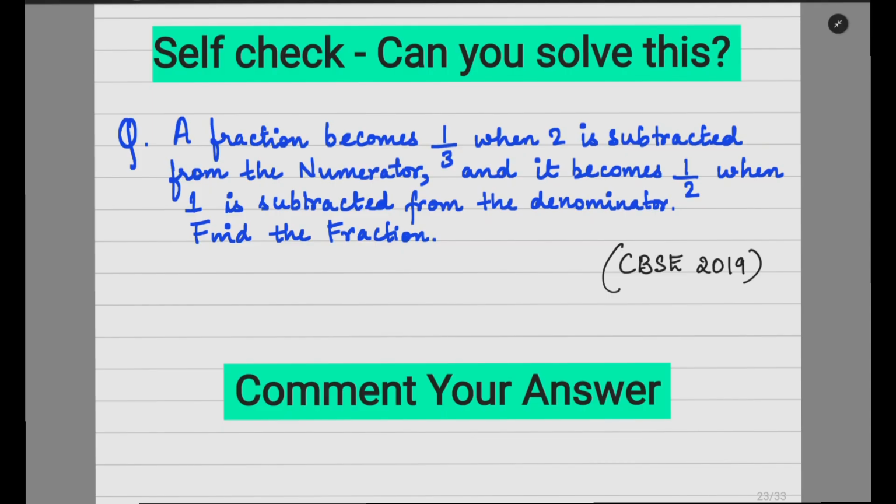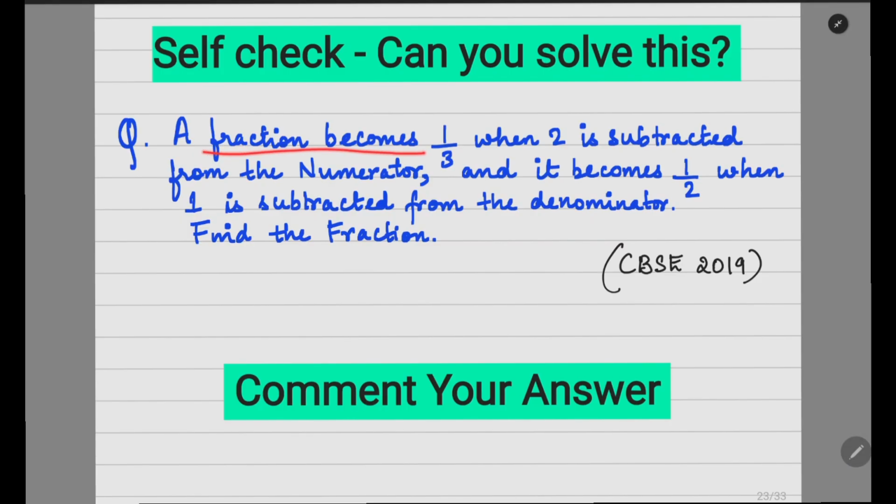The last video was also word problems based. In the previous video we solved a lot of questions, and this is a self check to see if you watched the previous video and are able to solve this question. Do a self check and do comment your answer. The question is very simple.